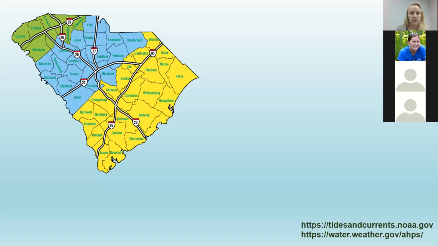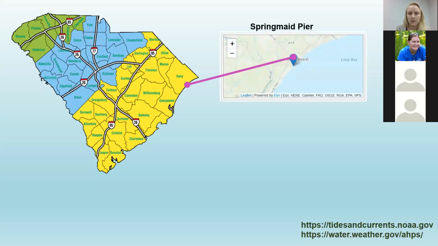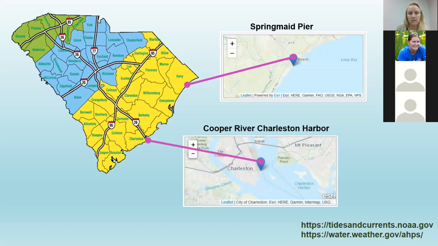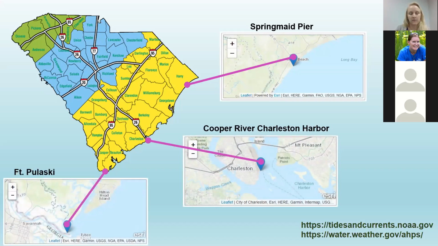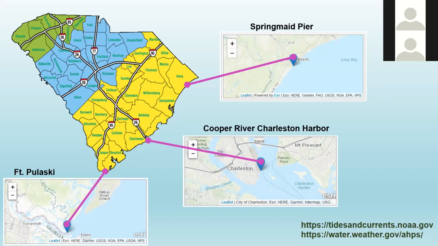But the 3 I'm going to refer to, to get a coverage of coastal South Carolina, because I know people are from various places in South Carolina: in the north, we have the Springmaid Pier. That's a good indicator for what's happening in the Myrtle Beach area. In Charleston, we have one located on the Cooper River in the Charleston Harbor. And then for those down in the Beaufort and Hilton Head area, there's a gauge at Fort Pulaski right there on the Savannah River with the border of Georgia. So I'll refer to these gauges and what various water levels were associated when I'm looking at the history of our storms.